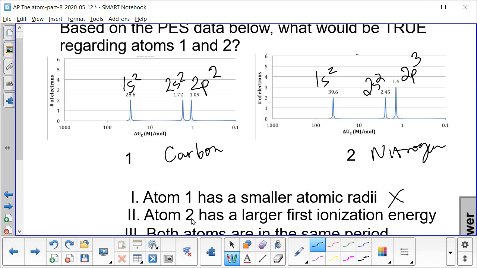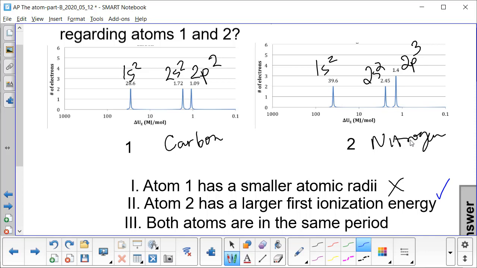Number 2, atom 2 has a larger first ionization energy. So comparing carbon and nitrogen on your periodic table, nitrogen is further to the right of carbon, and so it does have the larger first ionization energy. It requires more energy to remove one of those outer electrons from nitrogen than it does carbon, for the same reason that we just said before. You have an increased effective nuclear charge that's holding onto those electrons more tightly, so it requires more energy to remove them.